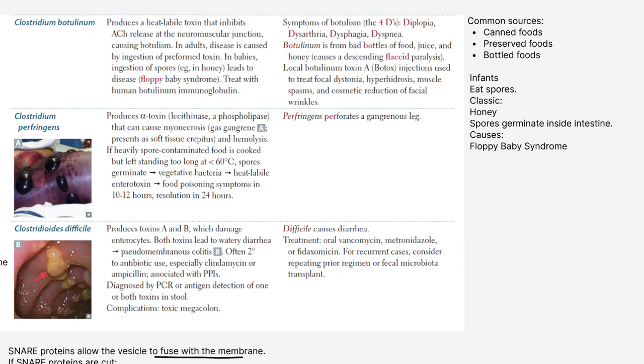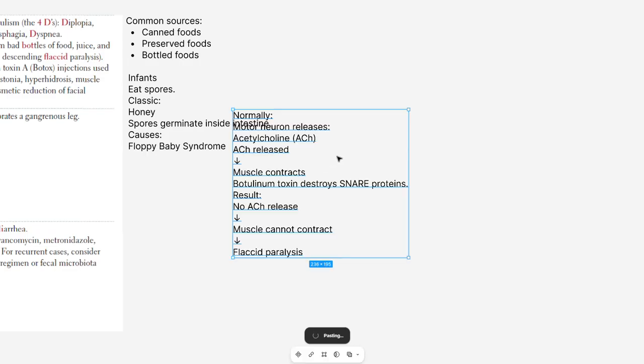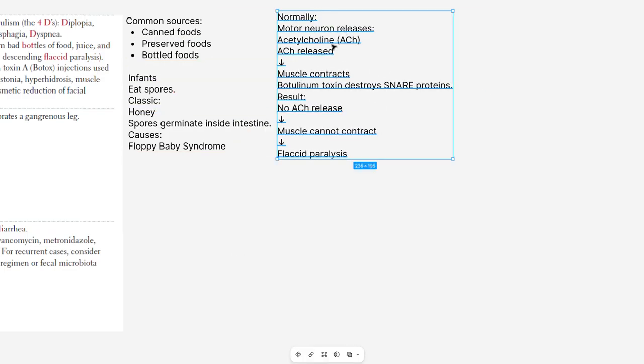The virulence factor is basically the botulinum toxin. It's a heat labile neurotoxin. So normally the motor neuron releases acetylcholine, right? After it's released, the muscle contracts, and what botulinum toxin does is it destroys the SNARE proteins. Let me go ahead and show you. So normally, the motor neuron releases acetylcholine, and acetylcholine causes muscle contraction. What the botulinum toxin does is it destroys the SNARE proteins, and the result is that there is no acetylcholine release. The muscle cannot contract, and the baby gets flaccid paralysis.